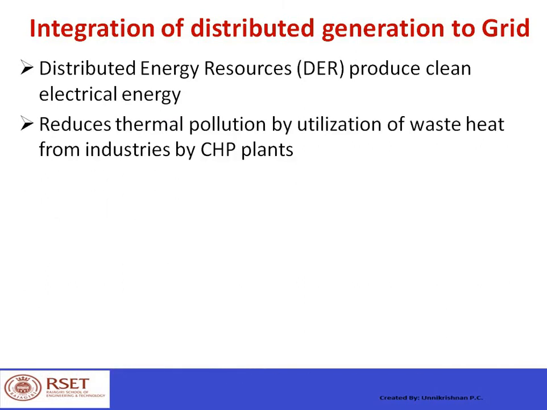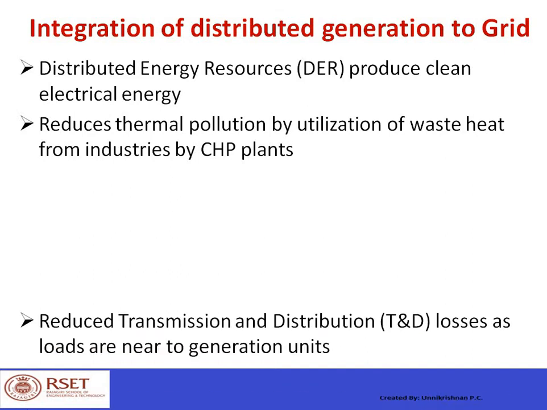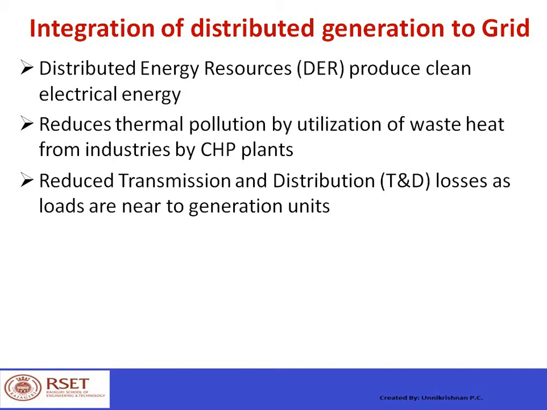Reduces thermal pollution by utilizing waste heat from industries by CHP plants. This is another point. It will reduce thermal pollution. So the waste heat from the industries can be made use of by using CHP plants. Reduced transmission and distribution losses. Since the generation and the load are very near to each other, the transmission and distribution losses can be eliminated or at least reduced.